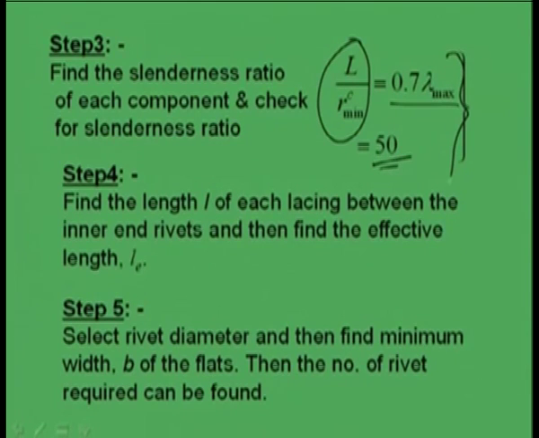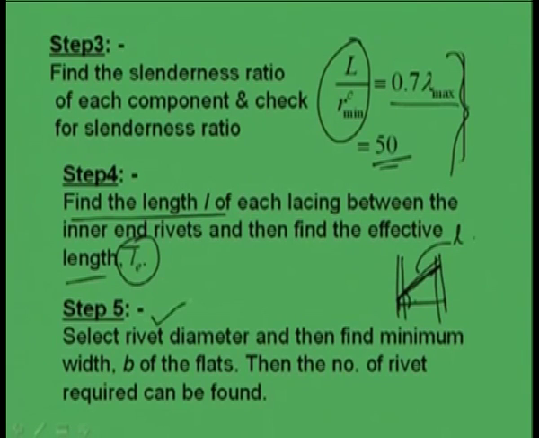Then in step 4 we will find out the length L of each lacing between the inner end rivets, and then find the effective length. Length L means, suppose two main frames are there. Now, if we have to find out the length, this will be the length. So, the moment we know this distance A, we can find out the length L, because we know the angle of inclination. So, length L we can find out, and then as per the boundary condition, the end condition, we will find out the effective length, and this has been guided in the code.